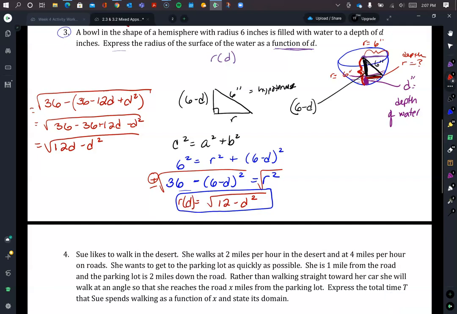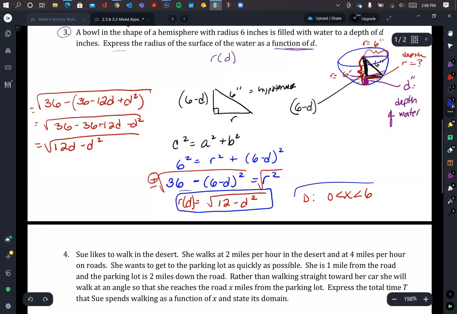And then the domain, again, what would be reasonable would be anything between 0 and 6 in relation to the bowl. Because if you didn't have any depth, then you wouldn't have water in the bowl at all. And you wouldn't want to overflow the bowl, right? Maybe it could go right up to the tippy top, so less than or equal to 6 would work there too.